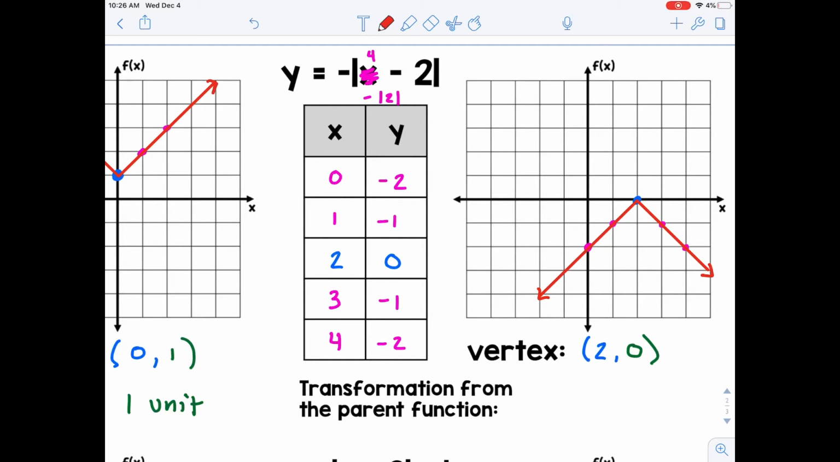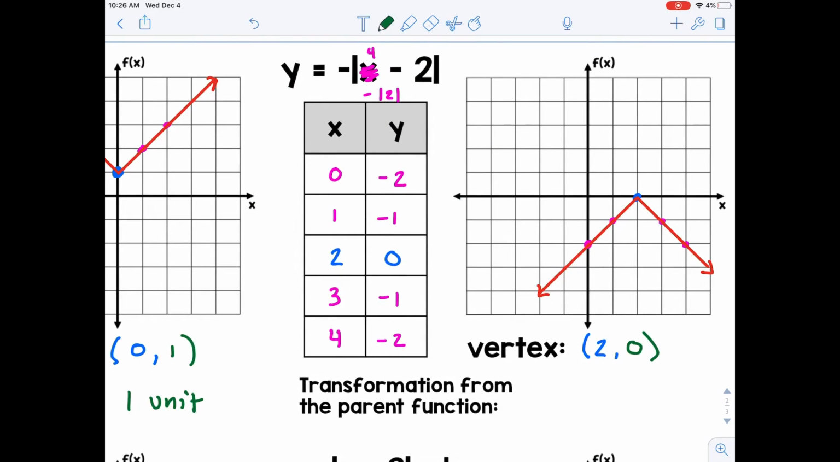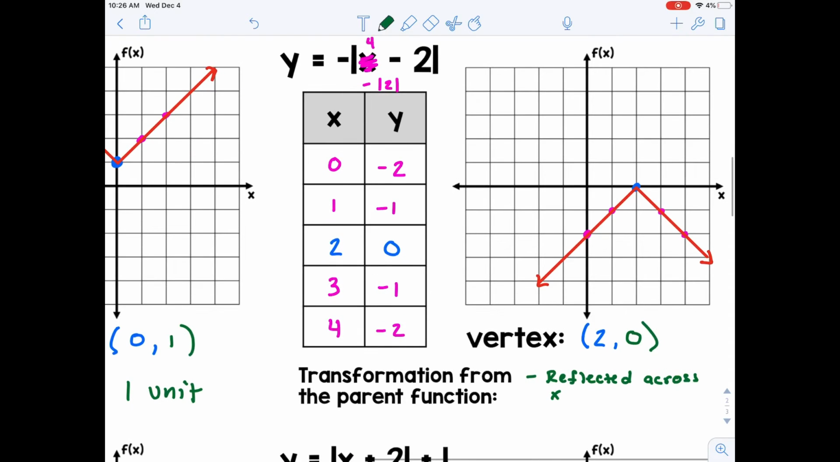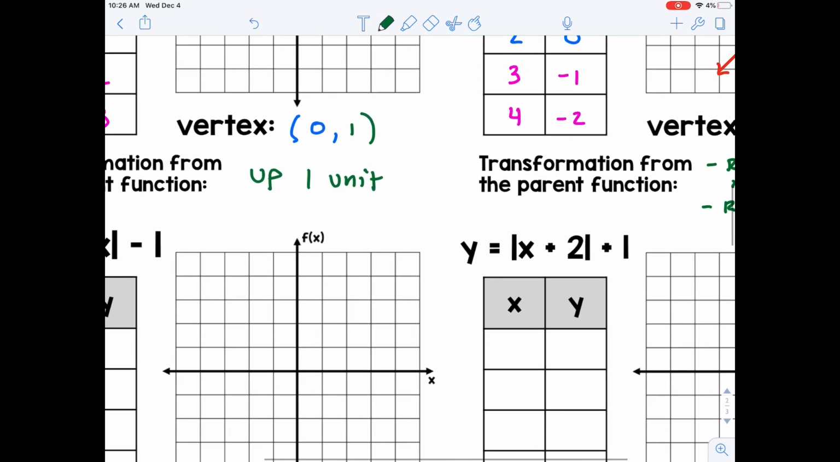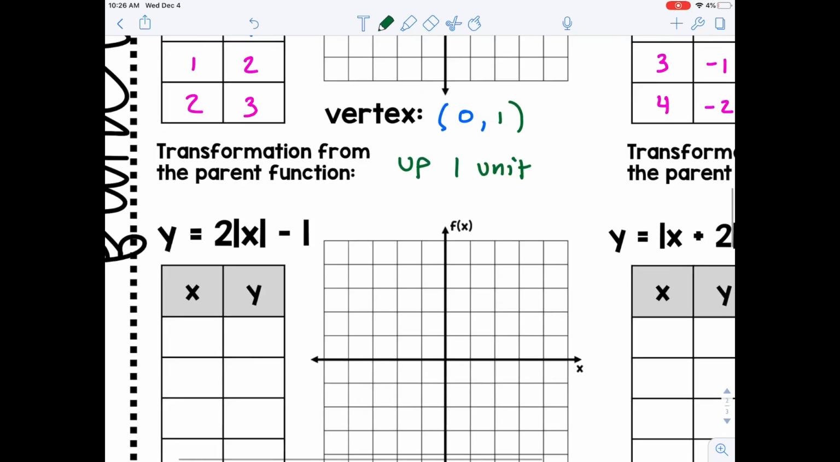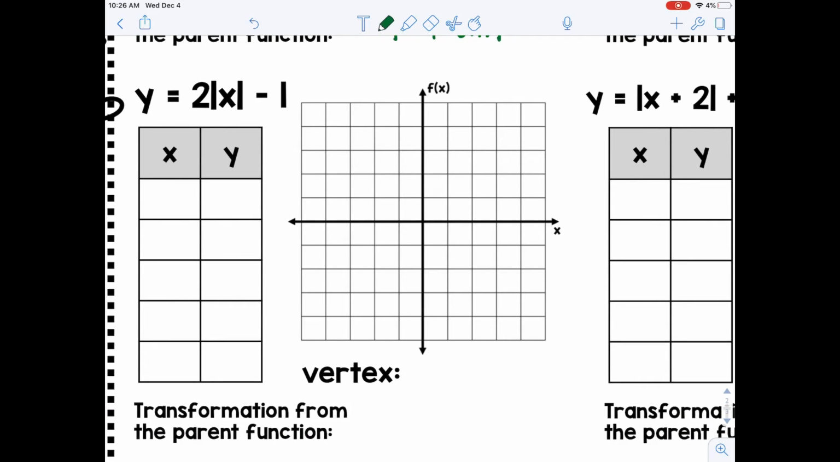All right, so that is the transformations taking place. If I have a negative out in front, notice what happened to the graph. It no longer opened up. It reflected across the x value, or the x-axis, and then it moved right 2 units. All right, so that's that one. So now let's look over here at this one.